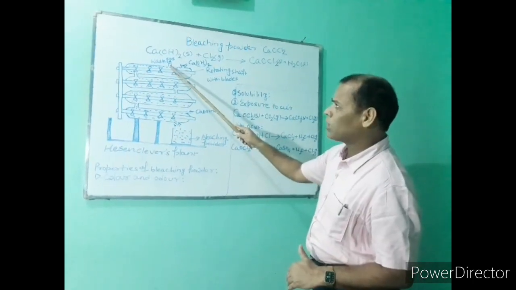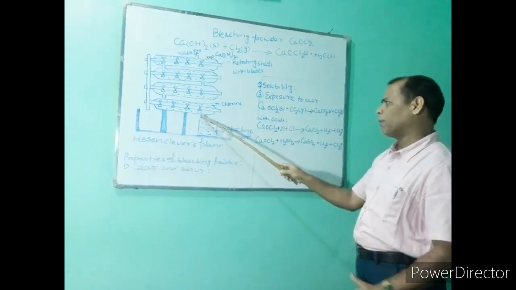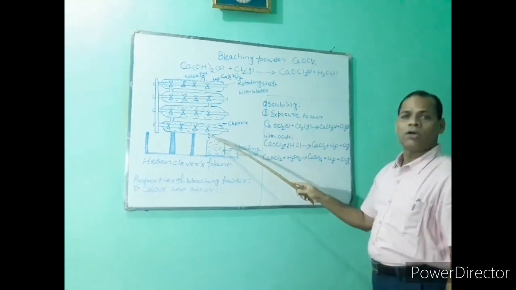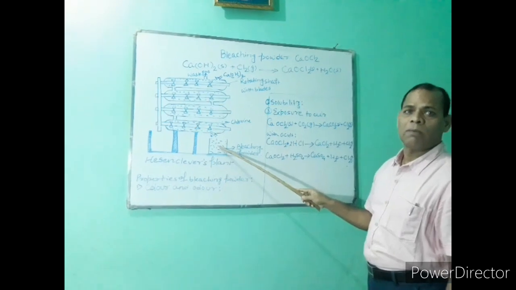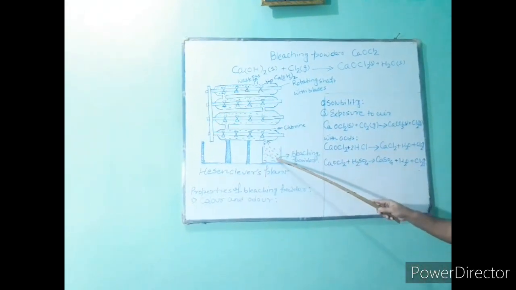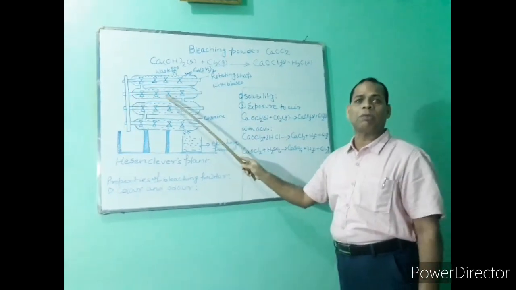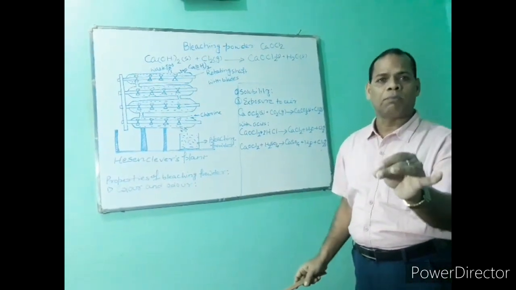There is an outlet for the waste gas at the top, and at the bottom there is an outlet for the bleaching powder. Here there is a receiver in which we receive the bleaching powder. Thus this is the way to prepare bleaching powder.